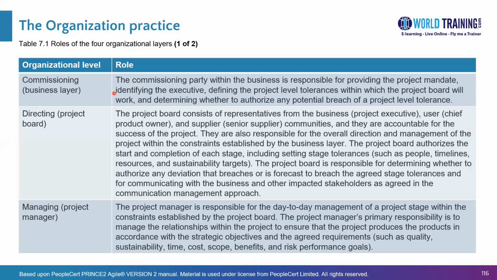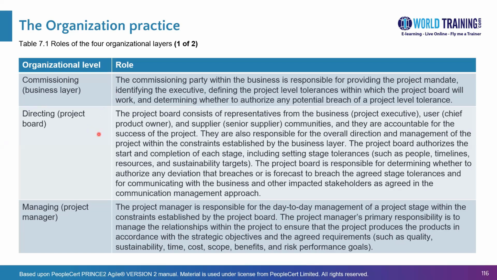So the project board is one level below the commissioning or business layer. And whenever the project board indicates that a project level tolerance is likely to be breached or has been breached, they will need to escalate or raise an exception to the business layer, and the business layer will respond as to what is to be done. Maybe they need a revised project plan, which is known as an exception plan, or maybe they give other advice to the project board.